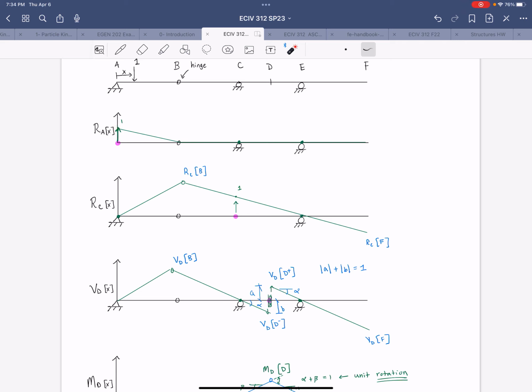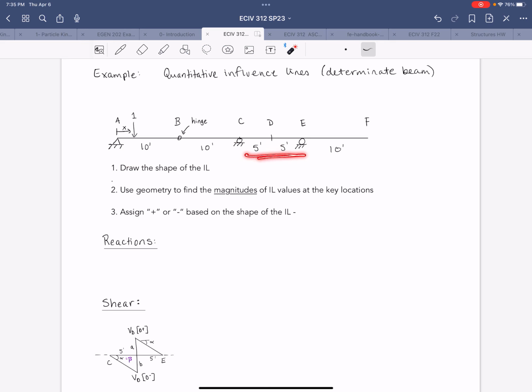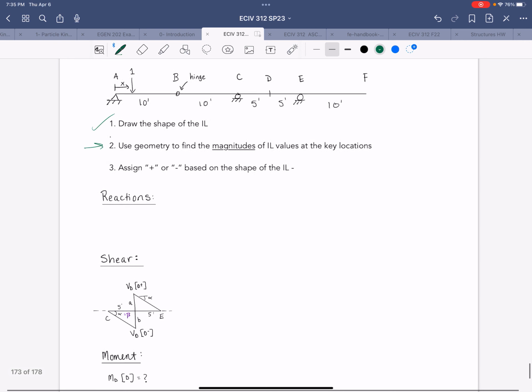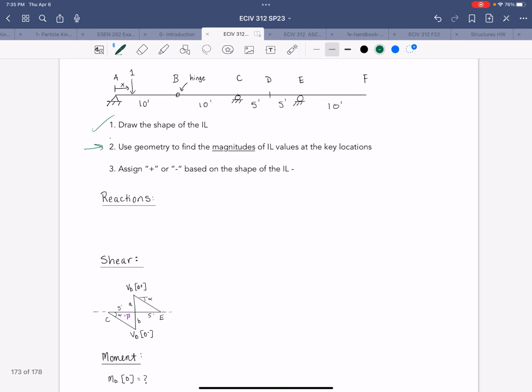All right, so in order to calculate those values, we need to have some quantitative information about the span lengths. So now we have that added to this beam. And we've already gone through these steps of drawing the influence line. Now we're going to use the geometry to find the magnitudes of those values at the key locations. And then we're just going to do geometry to do this.